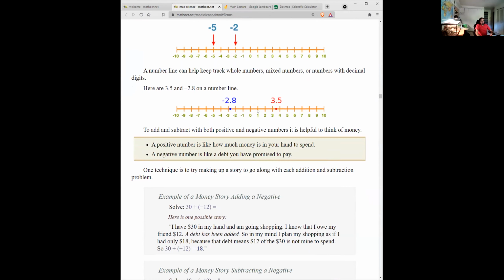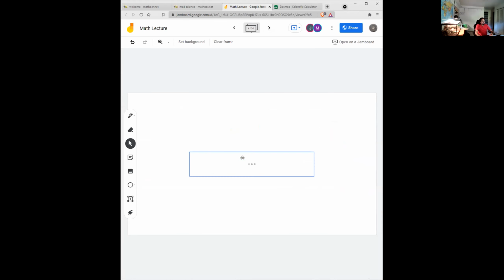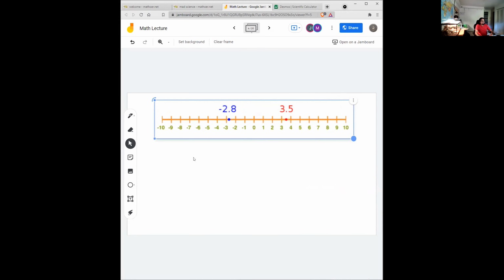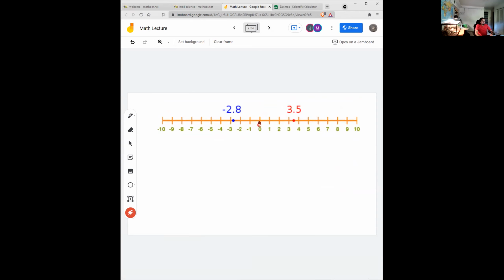So decimals, fractions, you can put them on number lines also. -2.8 would just be that, it's not that I owe somebody $2 starting at 0, 1, 2. I have to go almost all the way to 3. So -2.8 is less than -2, even though it might look like it's bigger. It's bigger as a debt.